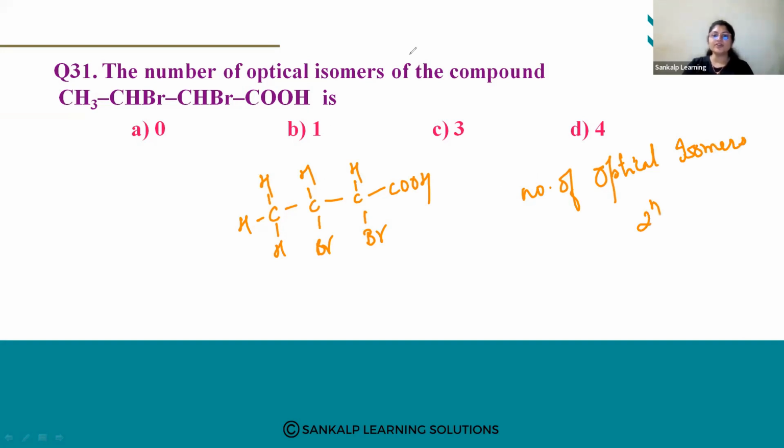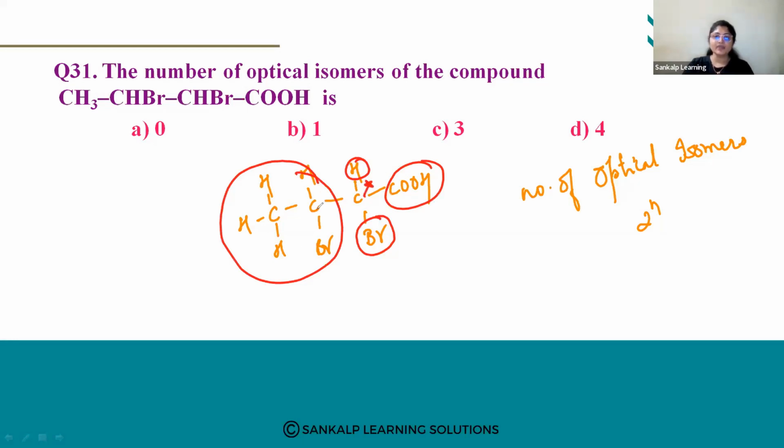So here you have to first check the chiral centers. Okay, first check the chiral centers. So this is one different atom, 2, 3, and this is fourth one. So this is a chiral carbon. Next we'll go for this carbon. So 1, 2, then this is a third, and this is a fourth one.